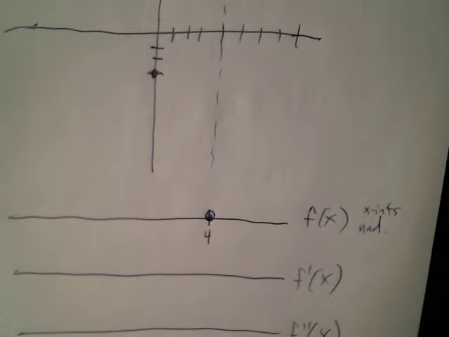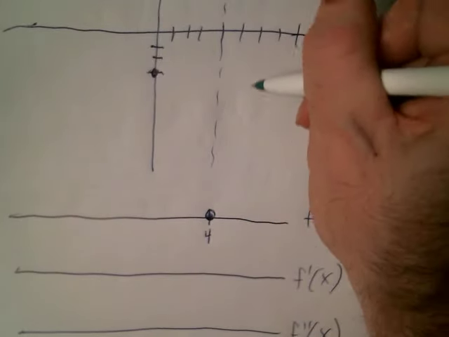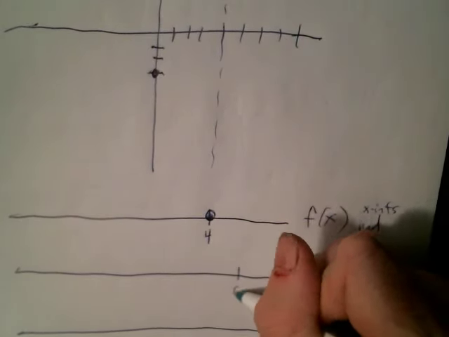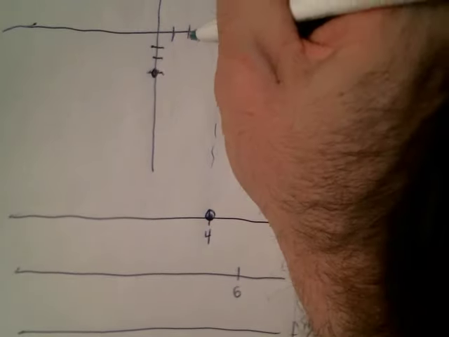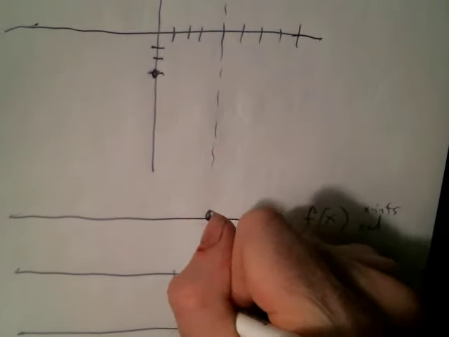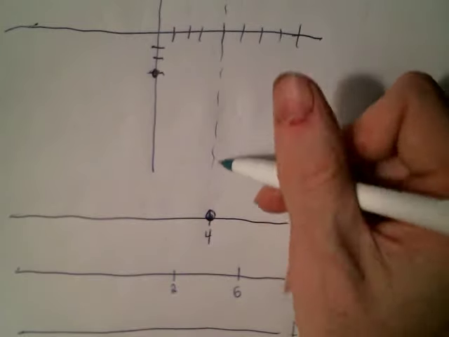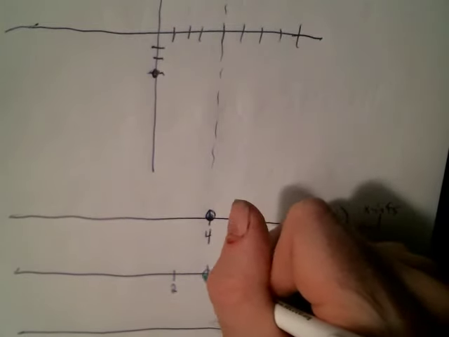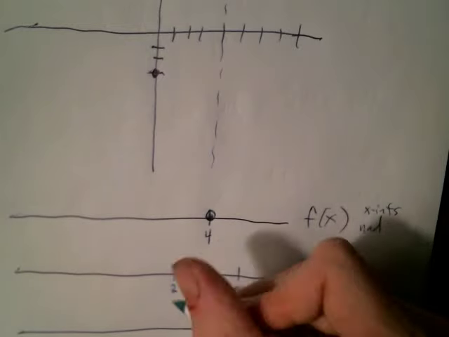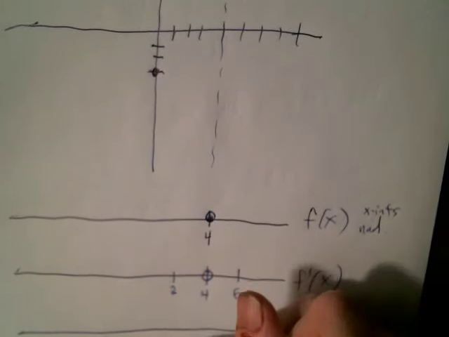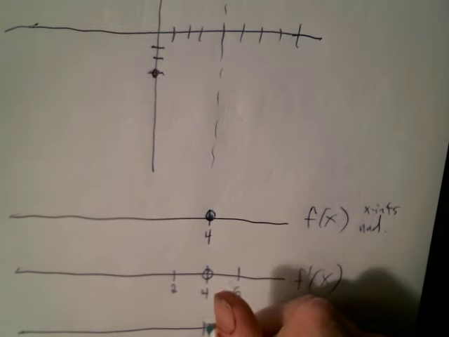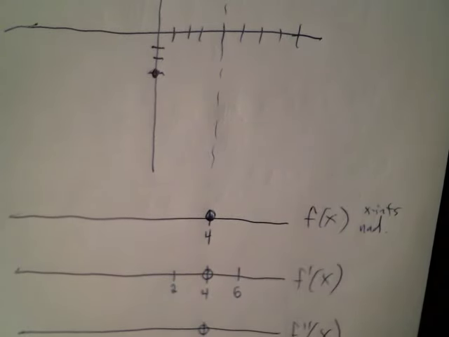What else then? F prime, its critical numbers are at 6 and 2. And then we have to include these places where it's not defined, so at 4. And that'll carry on to the second derivative. We also have to include that there. The second derivative, I don't think we got any critical numbers, or any, sorry, inflection point numbers? No, we did not. We just have the single one at 4.